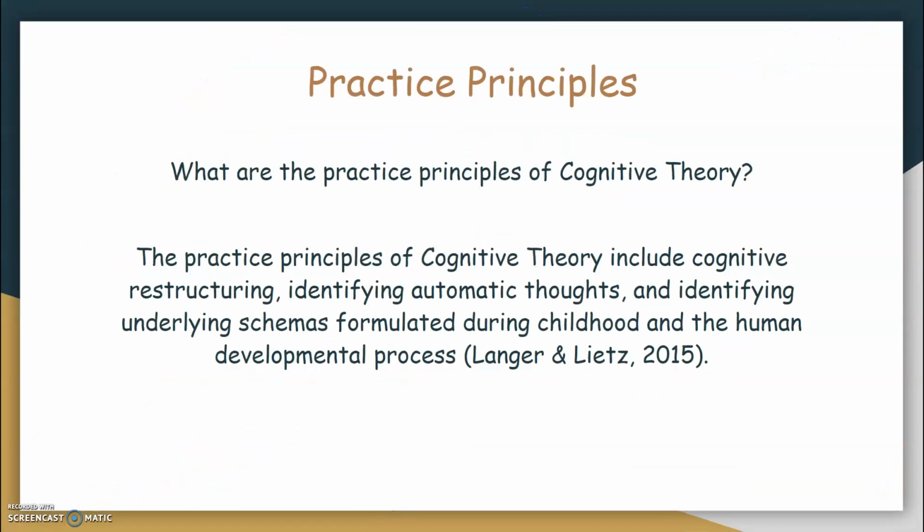First, we will discuss some practice principles of cognitive theory. Our textbook by Langer and Leitz states that the practice principles of cognitive theory include cognitive restructuring, identifying automatic thoughts, and identifying schemas that were created during childhood and during normal development.